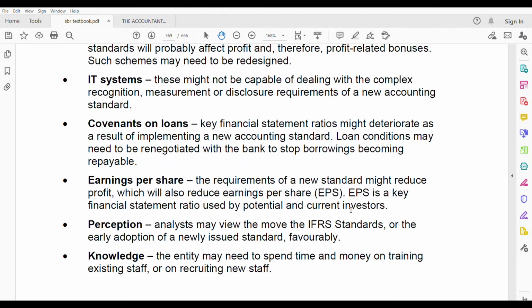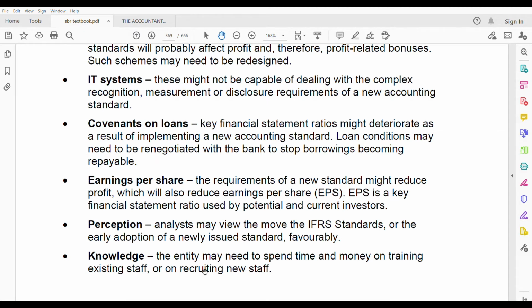It's just a perception. People think that when I move to IFRS standards, I will be given more professional treatment compared to those who have still not adopted IFRS standards. Because many organizations throughout the world are using IFRS standards, so it becomes easy for them to compare and analyze.